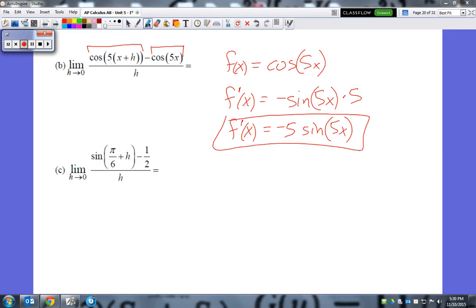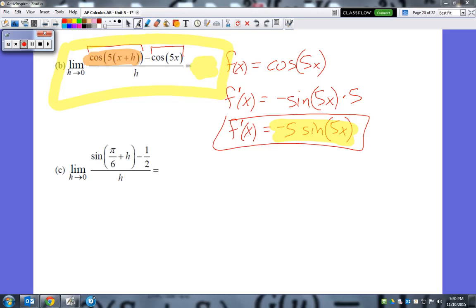Basically, this is what I would write right here from way back when, and I would have circled the whole thing. But the answer is negative 5 sine of 5x. Okay? Now, that's a way that we can do it to basically do the shortcut so that we don't have to do the long route. And the long route is looking at this thing right here.